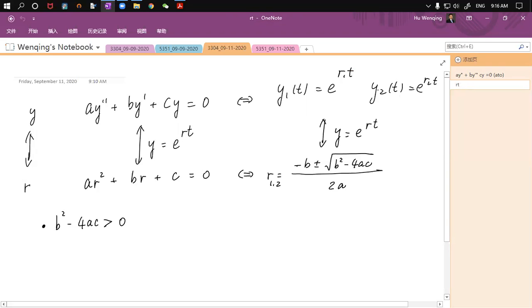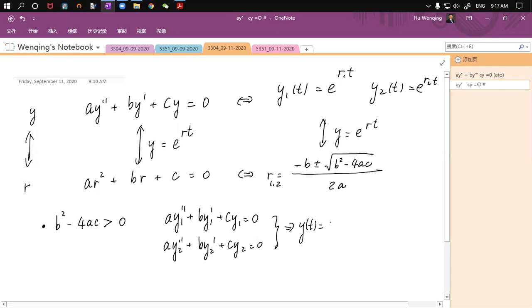So how to solve this problem? Well, if you look at these two solutions, for example, Ay1'' + By1' + Cy1 = 0, it must satisfy this equation. Then Ay2'' + By2' + Cy2 is also equal to 0. Then you can see that the solution y(t) = C1 y1(t) + C2 y2(t) is also going to be a solution.